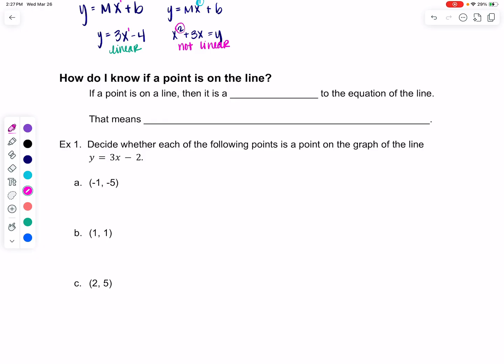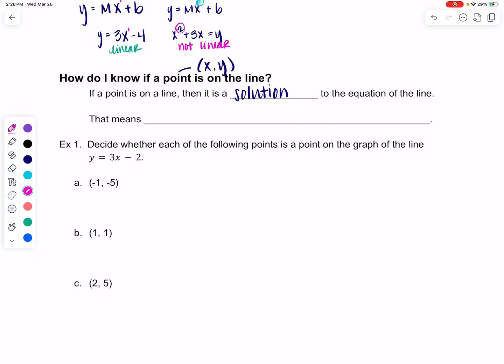Now, one of the things you'll be asked to do is to decide if a point, and when I say point, I mean an ordered pair, is on a line. So here's how you're going to tell. If a point is on a line, then it is a solution to the equation. Well, that definition is great, except it doesn't tell you what to do. So let's change this into English instead of math.